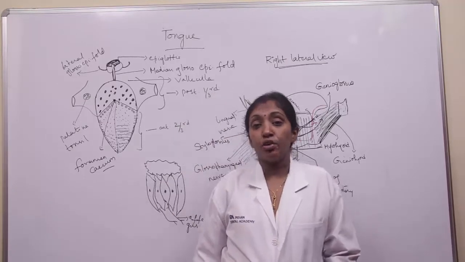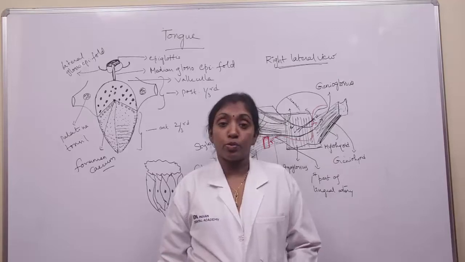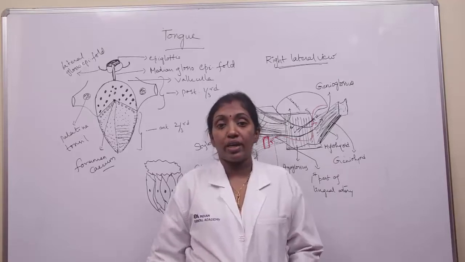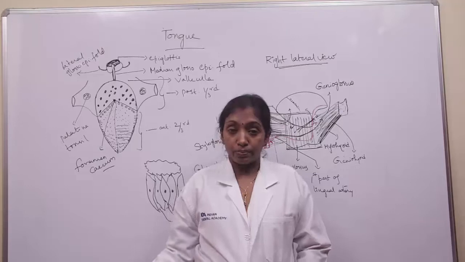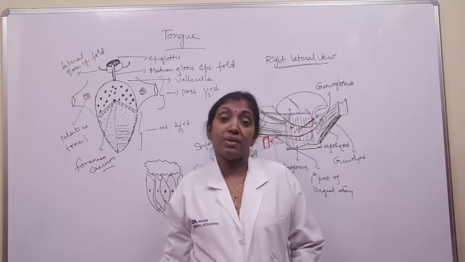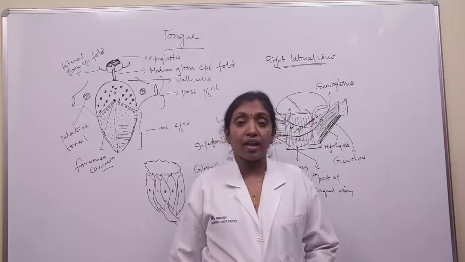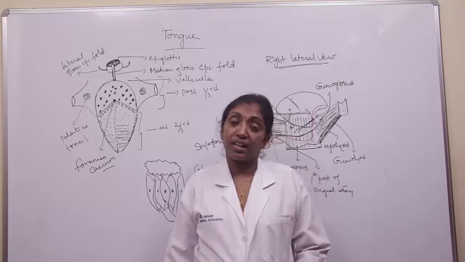And coming to the secretomotor nerve supply, the preganglionic parasympathetic fibers reach the tongue from the superior salivary nucleus, via the facial nerve, chorda tympani, and lingual nerve. From the lingual nerve, the preganglionic parasympathetic fibers relay in the submandibular ganglion, and from the submandibular ganglion, the postganglionic parasympathetic fibers reach the gland via the lingual nerve.